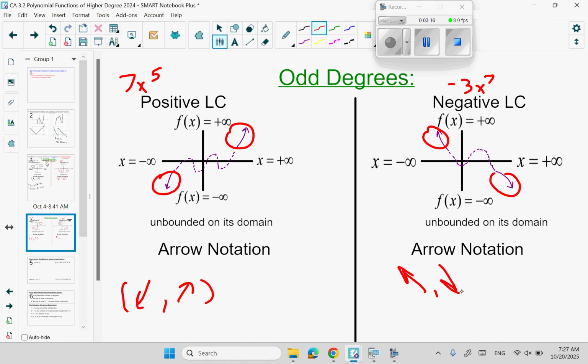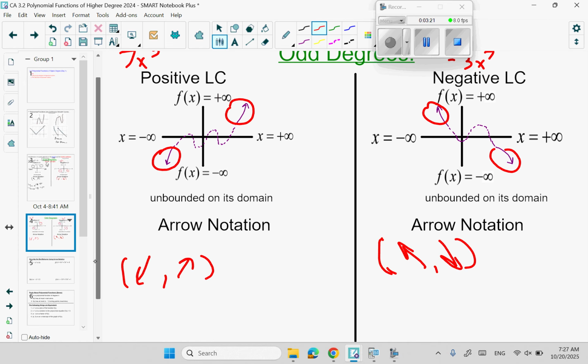up, down. And again, we could use a basic example to help reinforce this. For example, the most basic example would be like y equals x. Looks like that. Down arrow, up arrow.